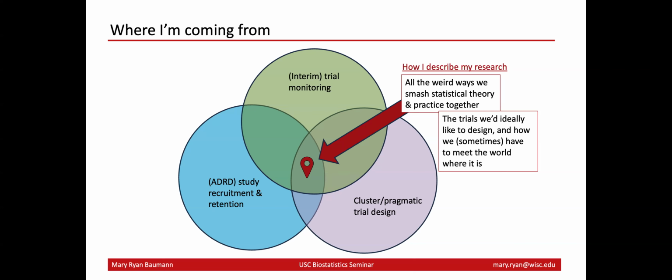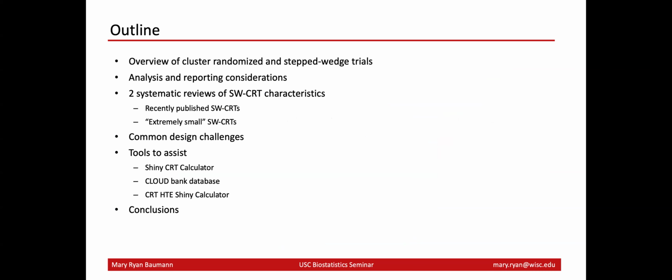So in that mindset of adjusting ideal trial designs for the real world, I'm going to talk about a couple of different projects today in the space of cluster randomized and step wedge trials. I'll first give a little bit of an overview of what these types of trials look like and some of the statistical considerations we take when we're designing these trials, and also introduce some of the CONSORT extensions that were introduced over the years to inform reporting.